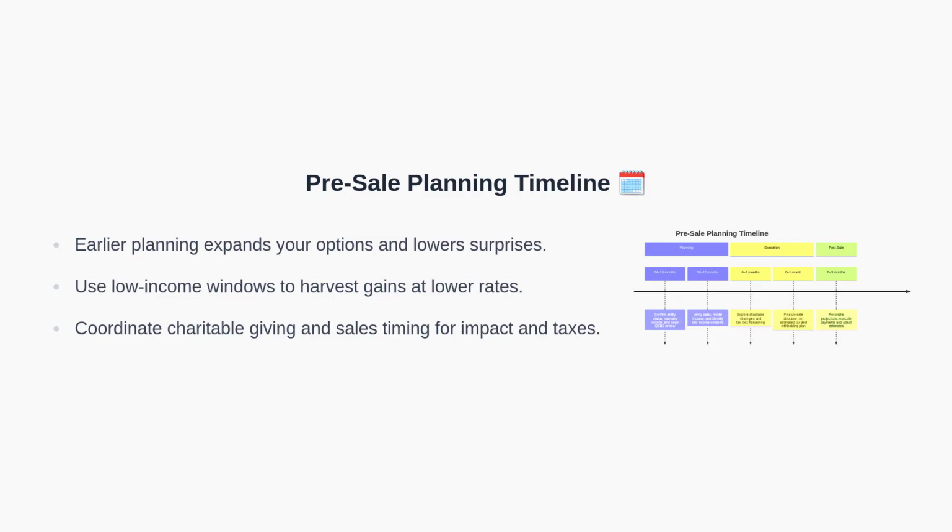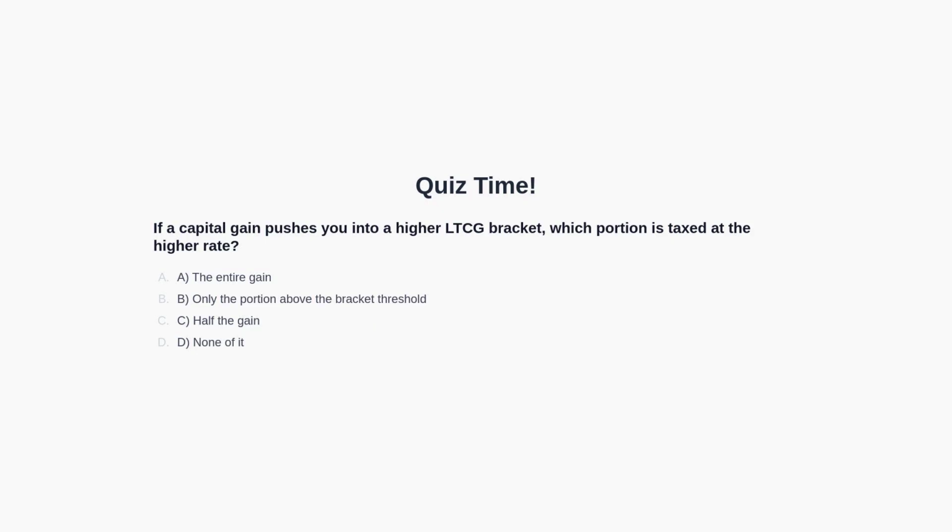Post-sale, reconcile your projections, make necessary payments, and adjust future estimates. Early planning widens your choices and reduces unpleasant surprises. Now, a quick check for understanding. If a capital gain pushes you into a higher long-term capital gains bracket, which portion is taxed at the higher rate? Option A, the entire gain.